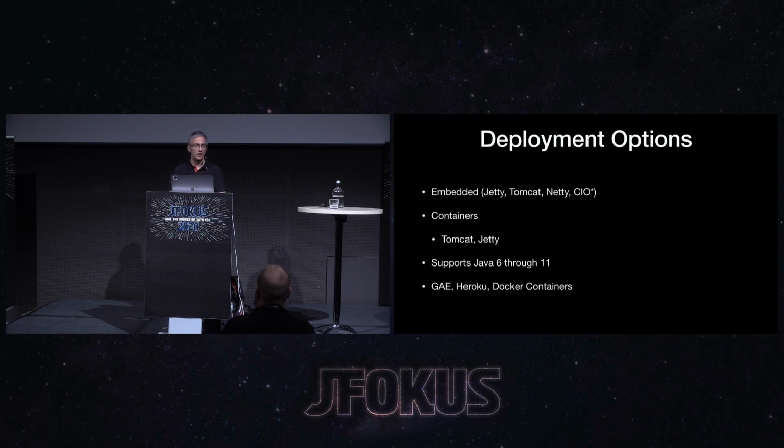Someone asked me, why are we doing that? Because we want Ktor to be multi-platform. Netty is an amazing engine, Netty is fantastic, but at the same time we want to be able to run this on any platform, so that's why we're trying to do the lower level stuff as well. Containers: you have Tomcat and Jetty, supporting Java 6 through to, I never update this slide, I think it's Java 17 now. Also GAE, Heroku, Docker containers, Kubernetes.